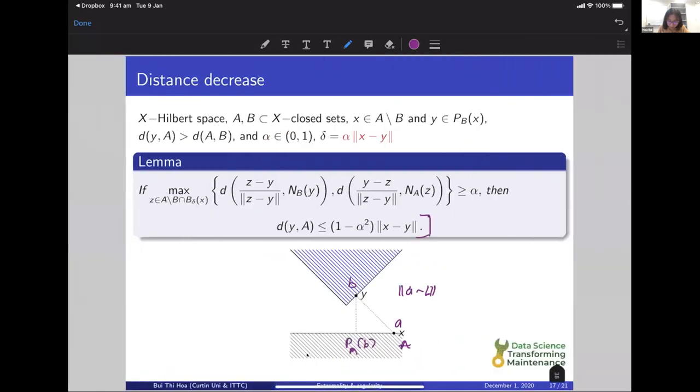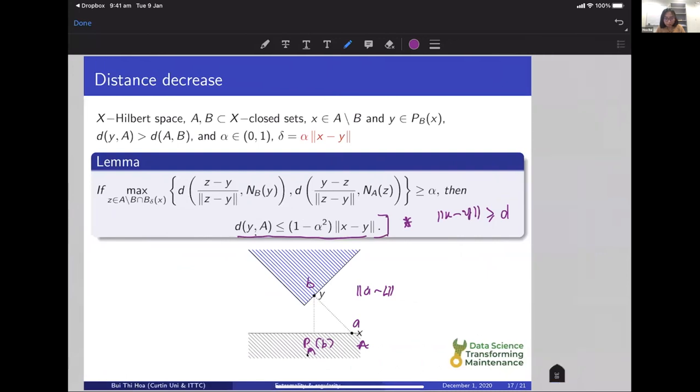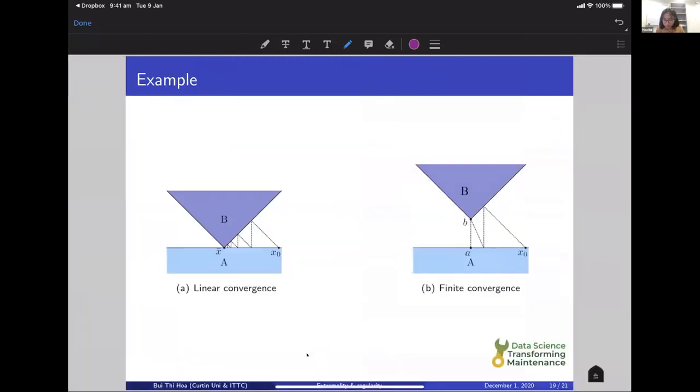So let's look at this inequality here. Imagine that x minus y is actually bigger than d, a constant. Which means that for every step of the alternating projections, it decreases by at least a constant, which will guarantee the linear convergence of the alternating projection.